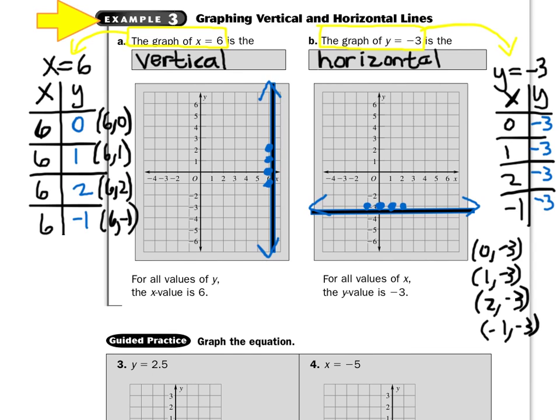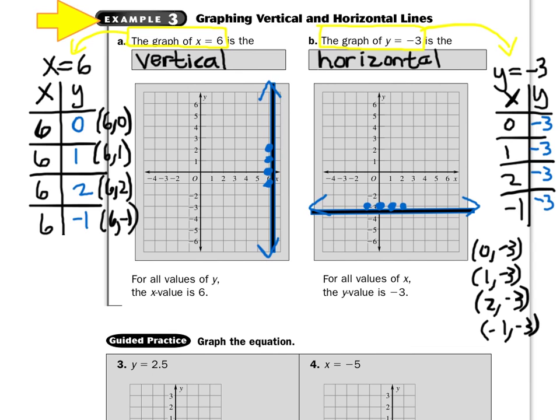And then let's graph 6, 1. So start at the origin, walk to the right 6, get in the elevator, go up 1 floor, put a dot. Okay, then let's graph 6, 2. So start at the origin, walk to the right 6, and then go up 2 and put a dot. And then I'm going to graph 6, -1. So start at the origin, walk to the right 6, get in the elevator, go down 1 floor.